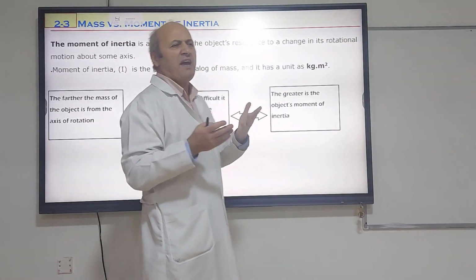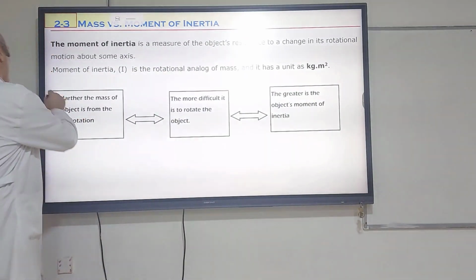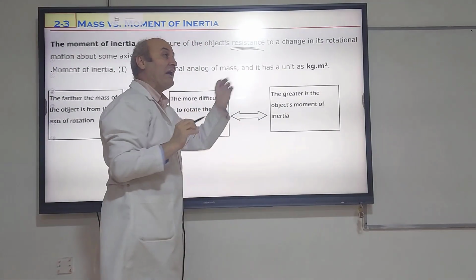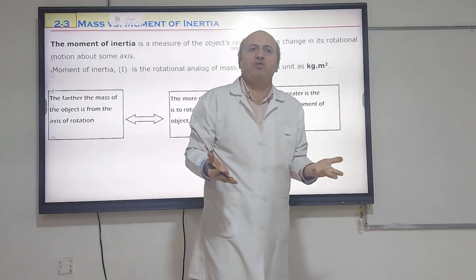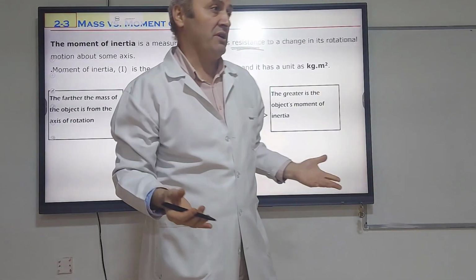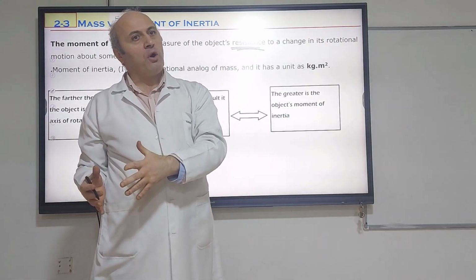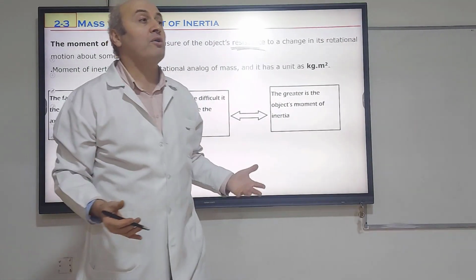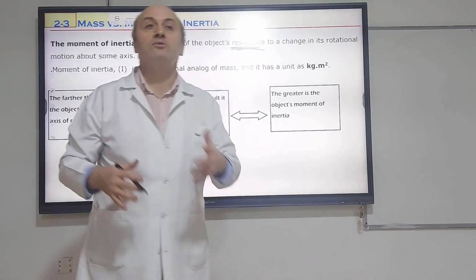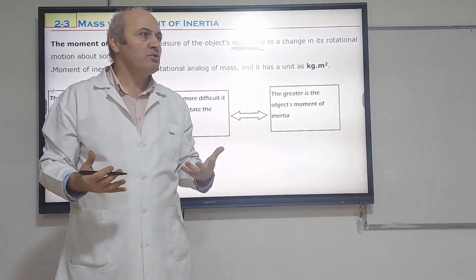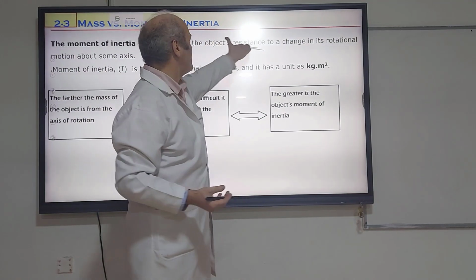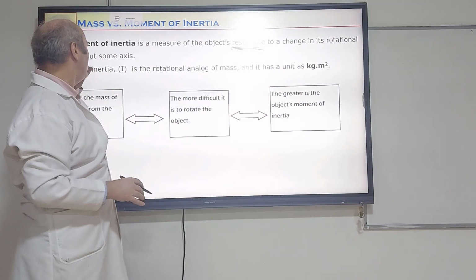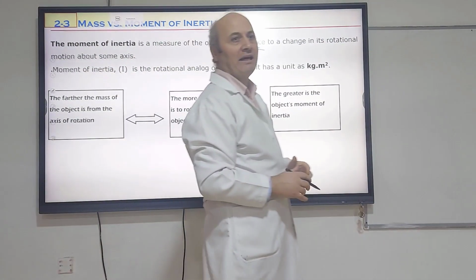In fact, this definition explains everything. The object resists making a change in its rotational motion. So, how can we change rotational motion? If an object is rotating, you try to stop it. It doesn't want to stop. That is the resistance. Or if the object is at rest, it does not want to start rotation. It resists starting rotation. An object's resistance to any change in its rotational motion is known as moment of inertia.